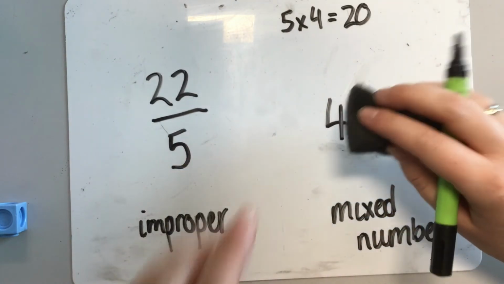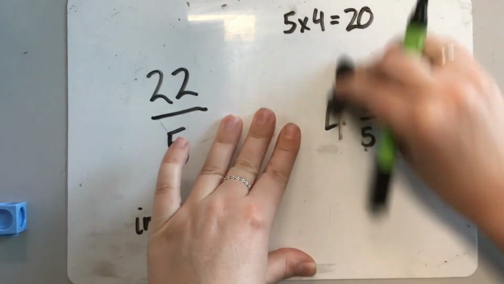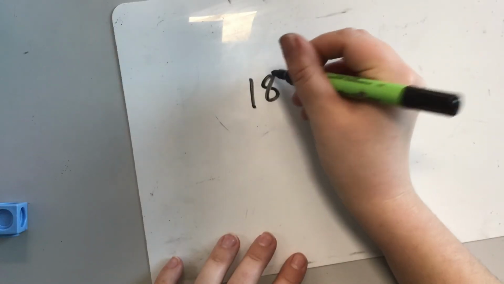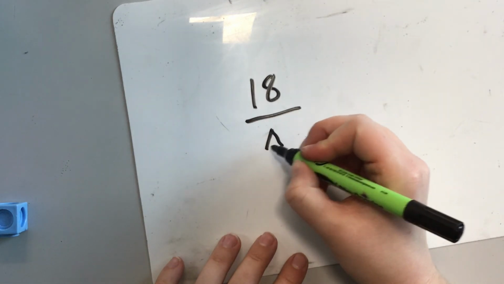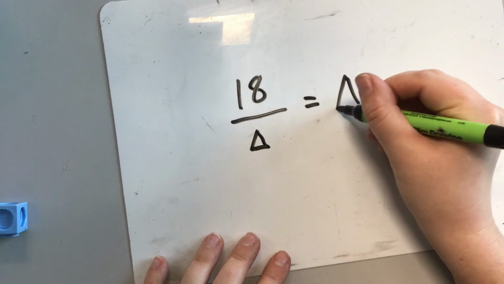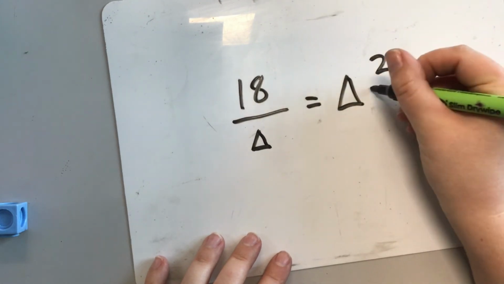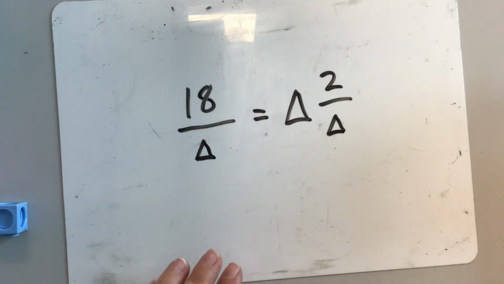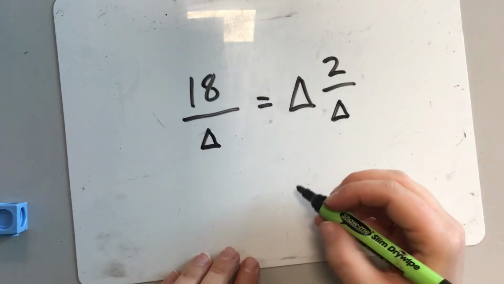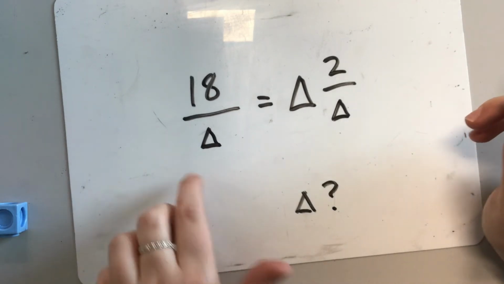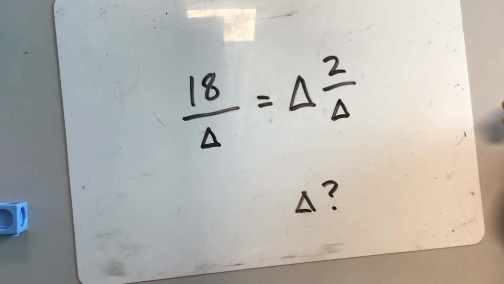And I've got a final question to get you thinking today before you go off to do your worksheet. 18 over triangle is the same as triangle 2 over triangle. Now you're probably thinking Miss Smart has lost the plot, but no. This question wants you to work out the value of the number that the triangle is representing.